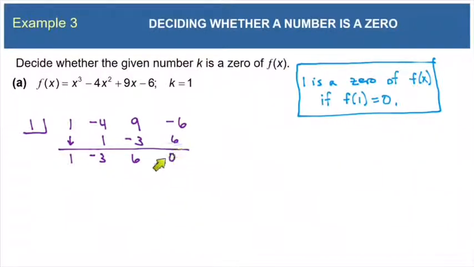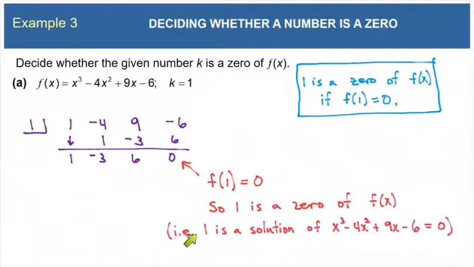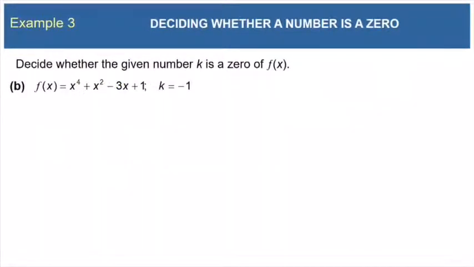And because we have a 0 remainder, now we can say that f of 1 equals 0. And since f of 1 equals 0, that means yes, 1 is a 0 of this function. And another way of saying that is to say that 1 is a solution of this function set equal to 0.